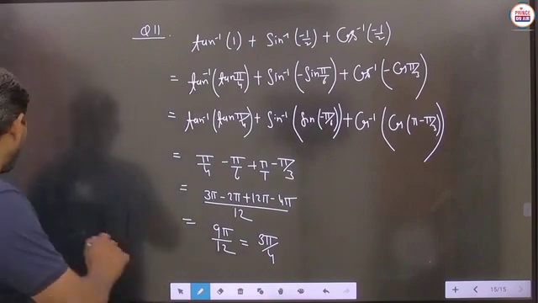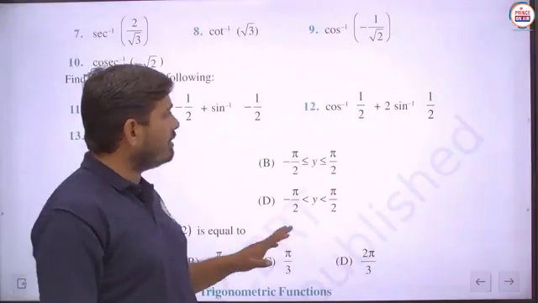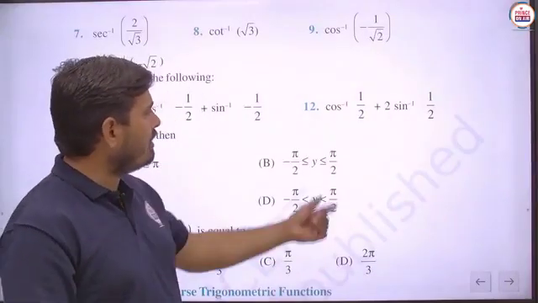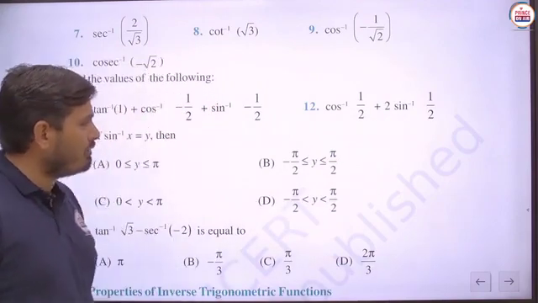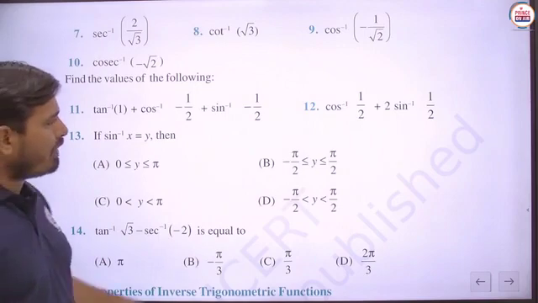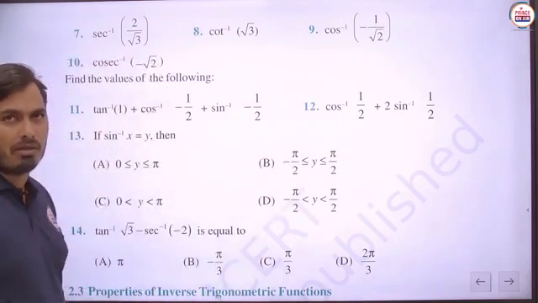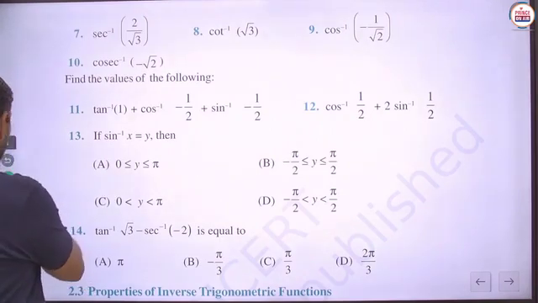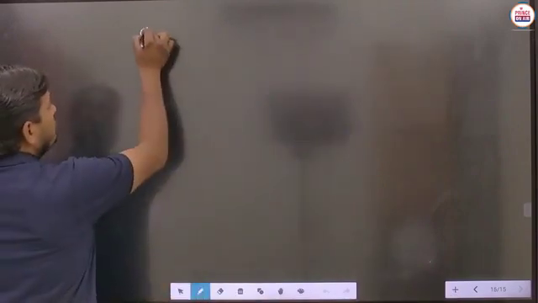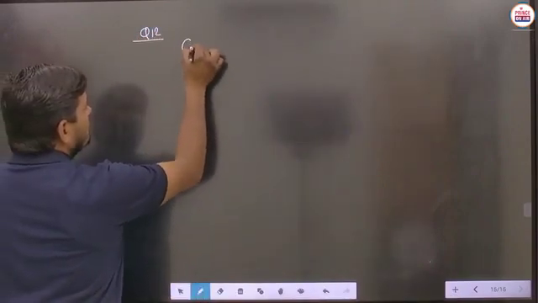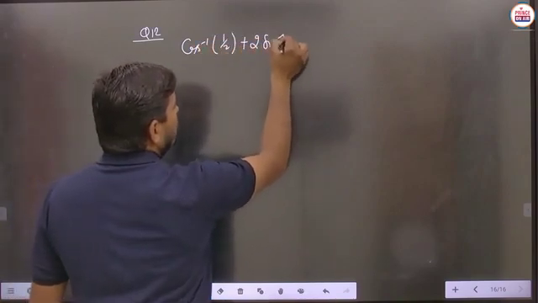Next, question number 12 we will take here, students. Before that, pause the video to note it down. Question number 12 is again a similar type of question, where cos inverse 1 by 2 is given and 2 sin inverse 1 by 2 is given, and we have to simplify the following. It means we have to find the principal value of this part and this part, and after that just simplify. So in question number 12 we will take cos inverse of 1 by 2 plus 2 sin inverse of 1 by 2.